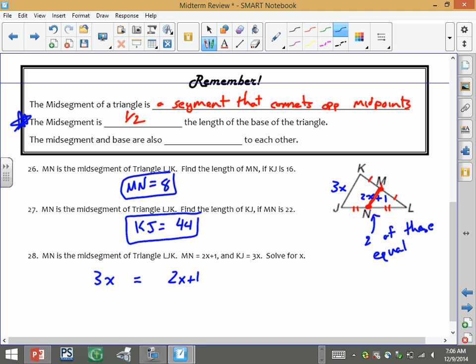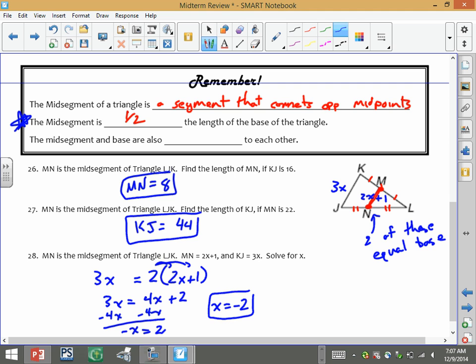So we got a very easy way to do that. So we need 2 times 2x plus 1. And make sure you put that 2 outside the parentheses, because now we can do our distribution. We end up with 3x equals 4x plus 2. Here, we can't do anything with that 2, but we can move the 4x over. So we subtract 4x, and 3x minus 4x is negative x equals 2. And so if negative x equals 2, then positive x equals negative 2.